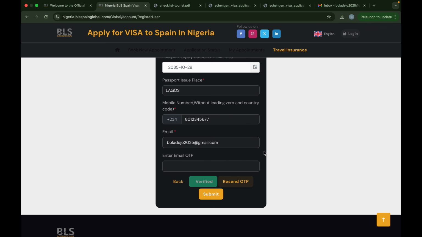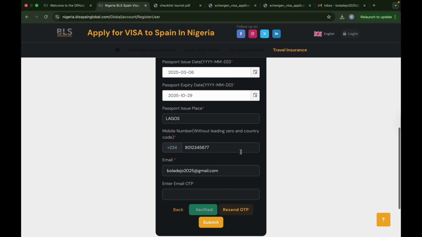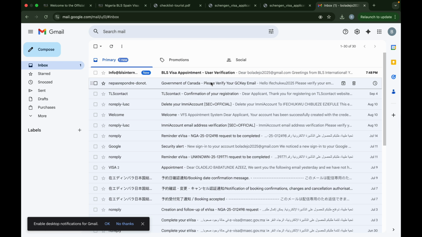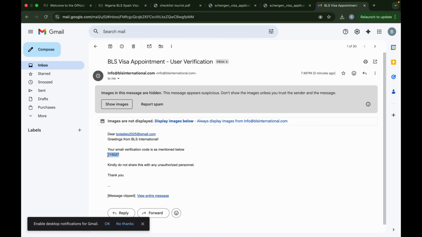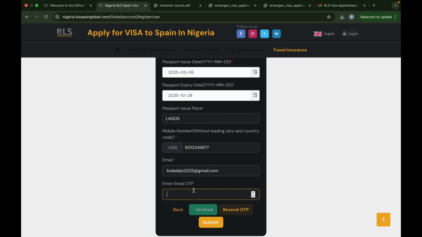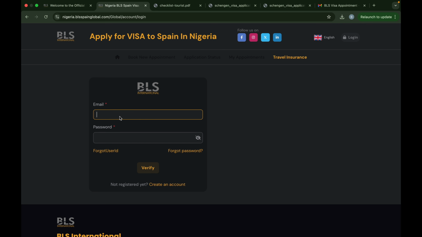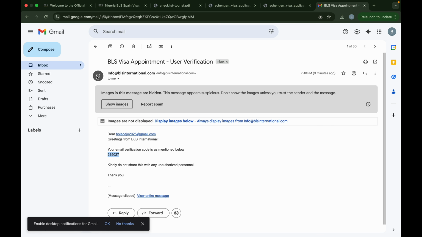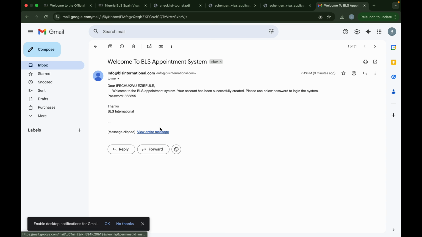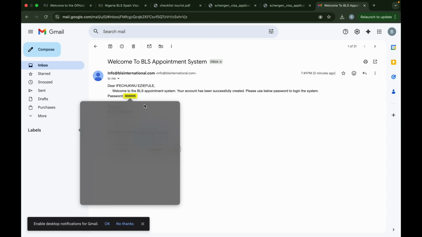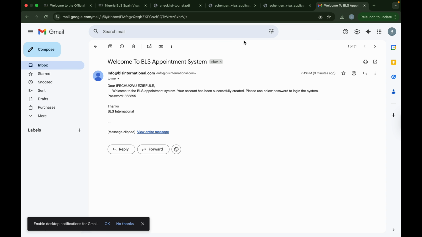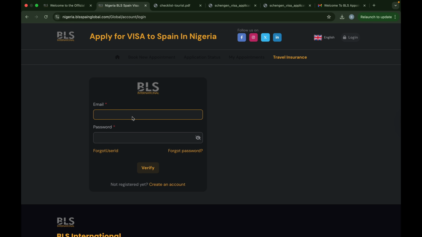Okay, OTP sent. Just going to have to check the email for the OTP, and there you are. We have the OTP, so we just copy it out and go back, then insert. Okay, congratulations, account has been created. So we click to the account and then we go back to the email here so that I can copy the password, 3688895, then come back here and log in.